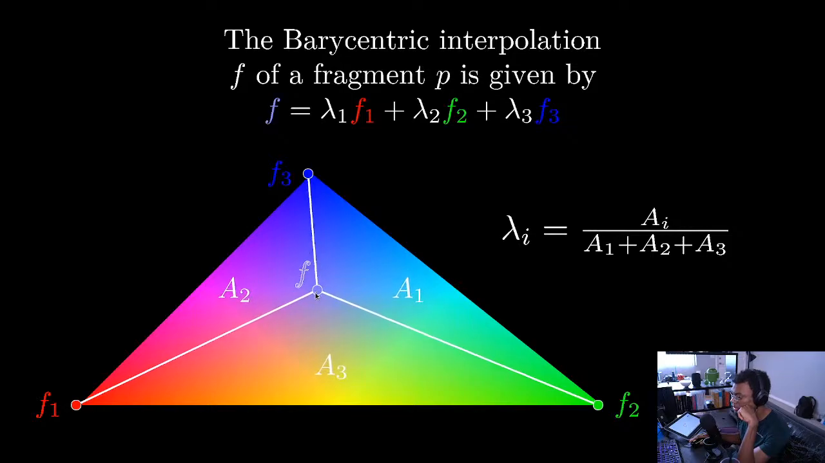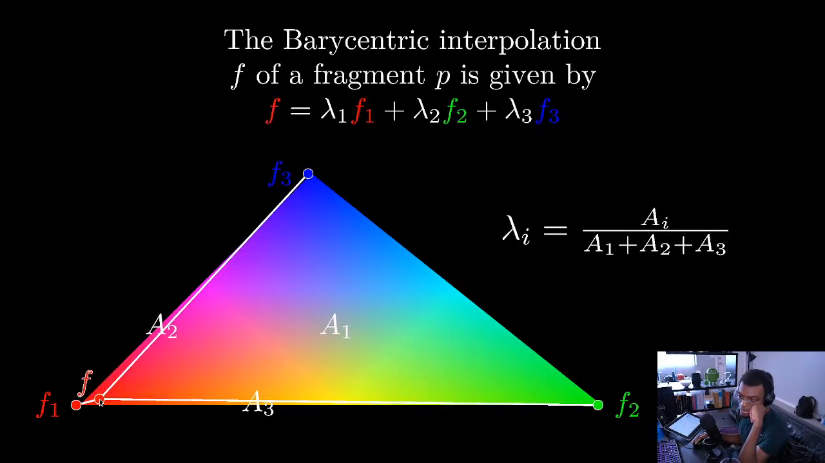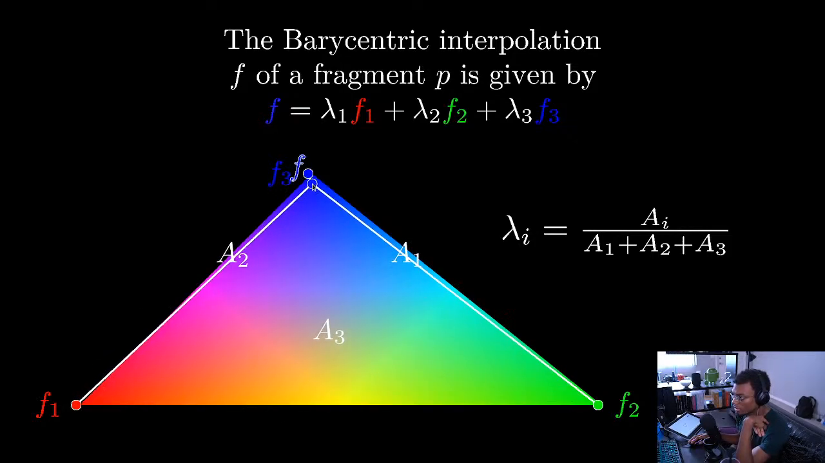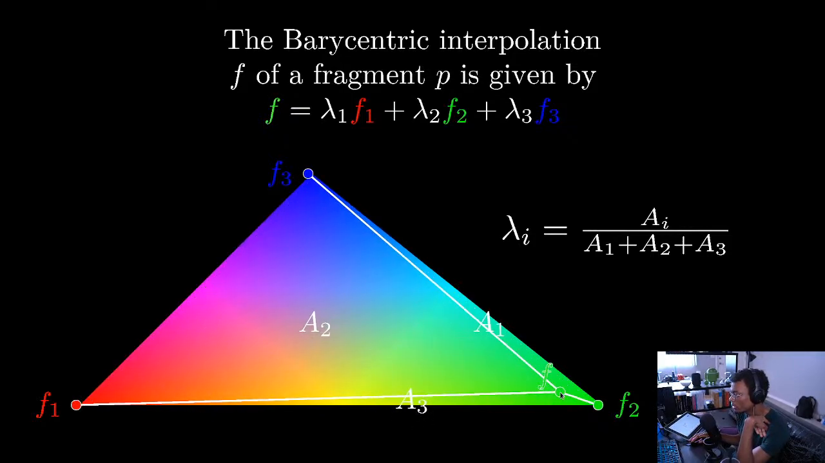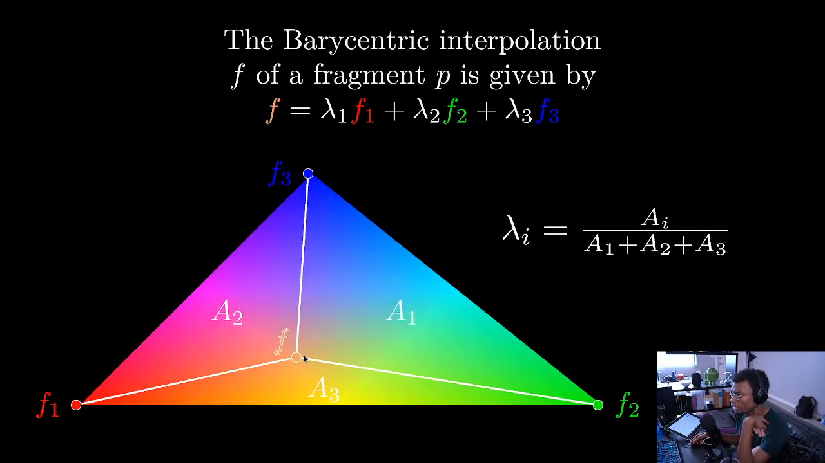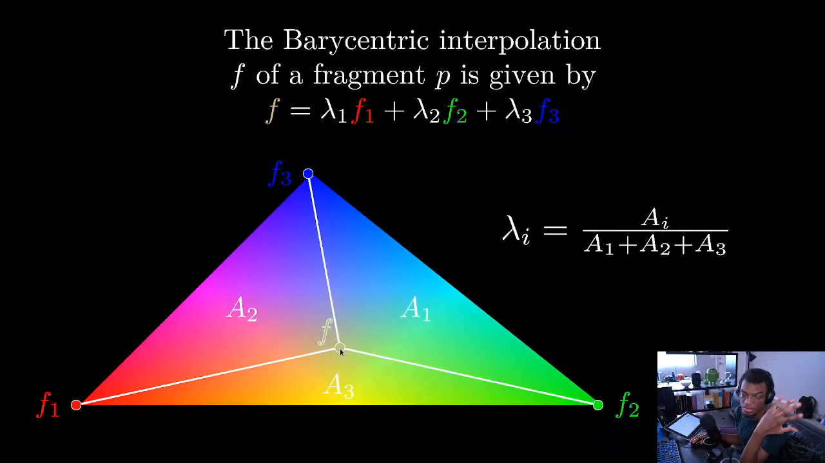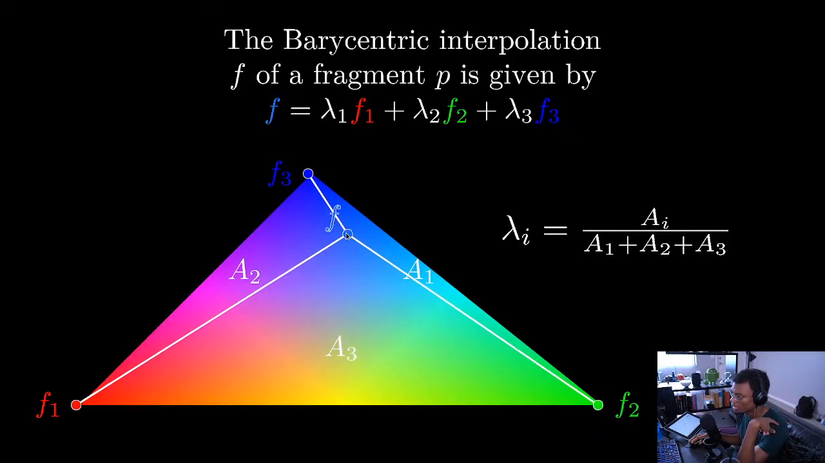If this fragment is super close to this red corner, then the area of the triangle opposite that corner is going to dominate the triangle itself. And so lambda 1 in this case is going to be very close to just 1, and so that color is going to be very close to just red. And that's going to be the same thing if it's close to this corner or close to that corner. It's going to vary with the areas of these triangles. So I don't tell it to do a gradient. That's just what it'll automatically do.